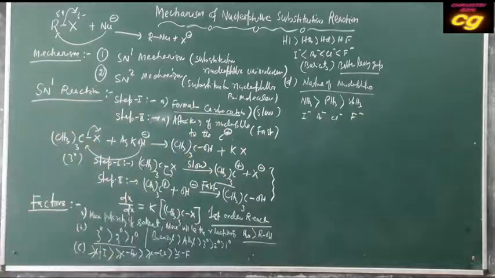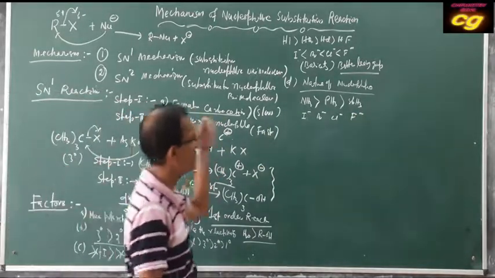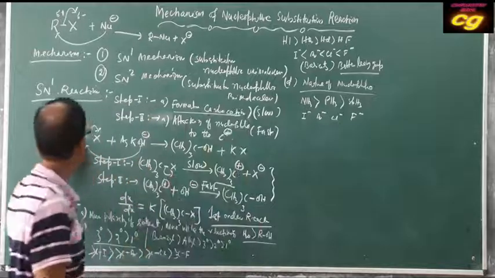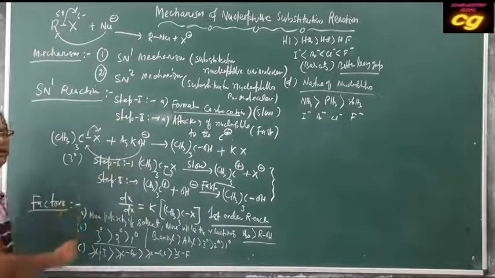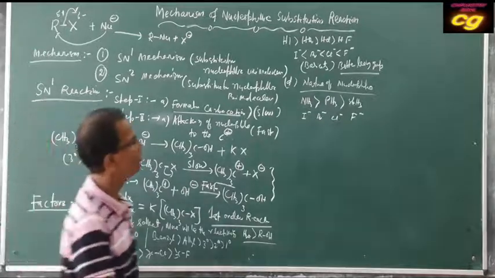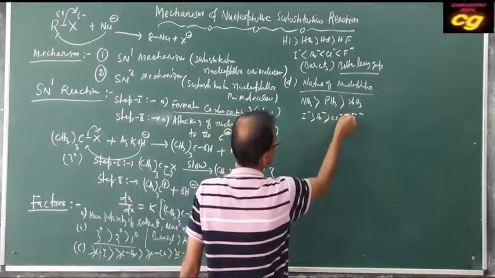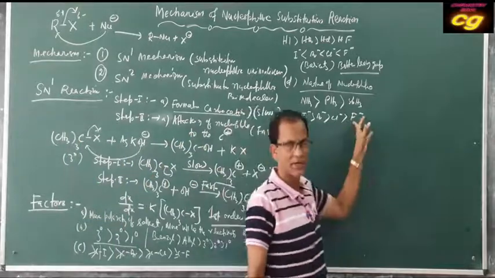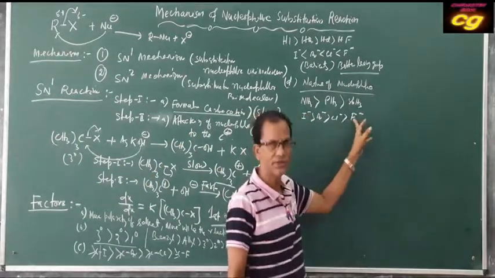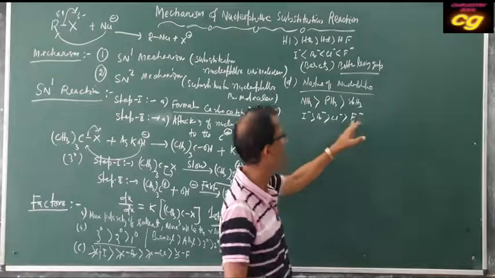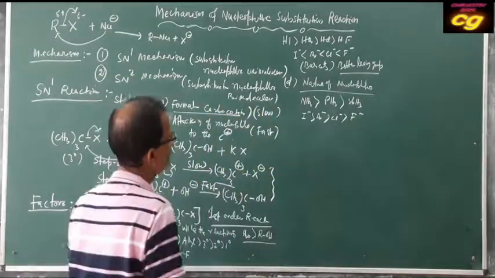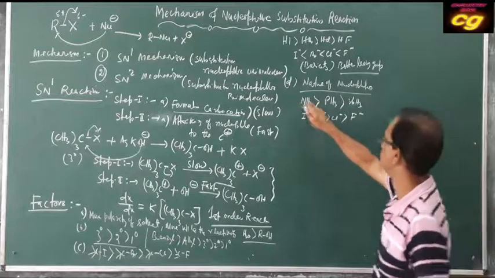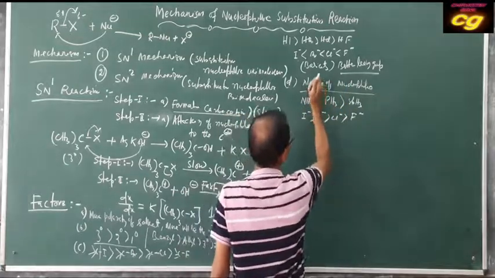If you see the better nucleophile, the nucleophile is attached to the carbocation. When the nucleophile attaches to the carbocation, it is losing the electron. So better will be I minus, greater than Br minus, greater than Cl minus, because the tendency to lose electron of F minus is low. That's why the nucleophilic character will be less for F minus. Similarly, ammonia is greater than PH3 in basic character, so the nucleophilic character will be just the opposite.